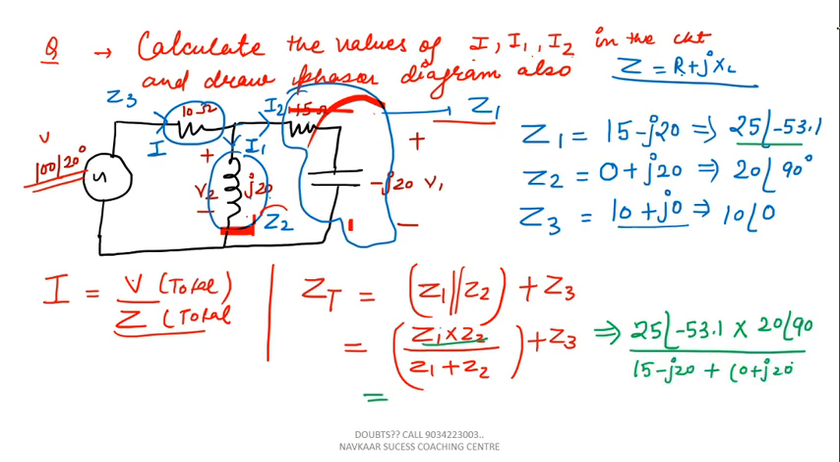plus J20, right? If we solve this, we get 500 angle 36.9 divided by 15 plus 0 is 15, and minus J20 plus J20 is 0. So it would be 15 plus J0. Now add Z3 also. I am writing down Z3 as it is. Clear? If I convert that rectangular form into polar form, we get 15 angle 0, plus 10 plus J0.